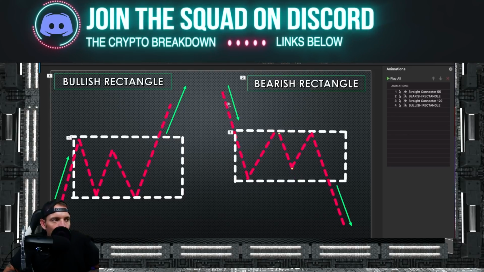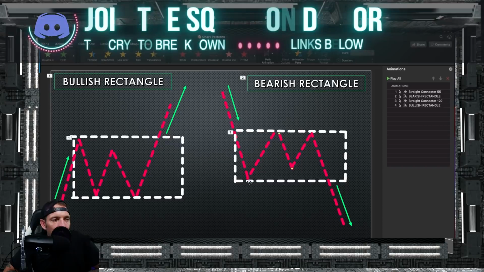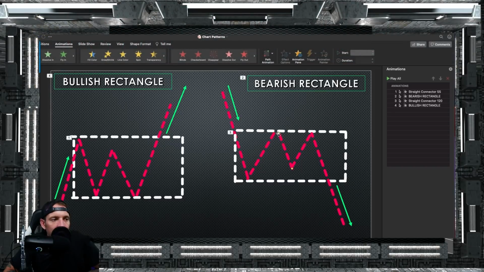Bearish rectangle, price is pushing from the upside, comes down. Finds support, pushes back up, price gets rejected, starts to retrace, comes back up again, gets rejected. So you have that double top there, M formation, pushes to the downside.